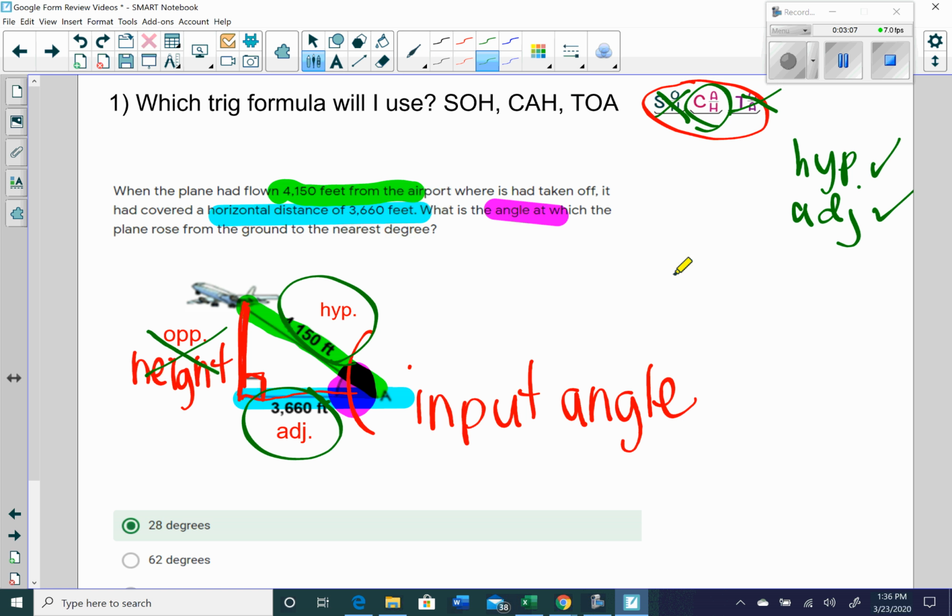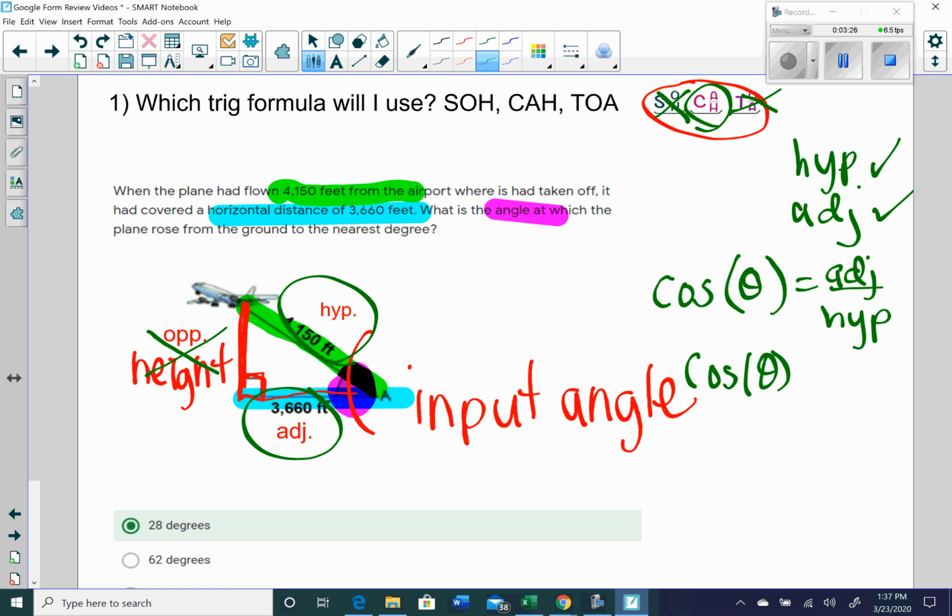So I know the formula I'm going to want to use is the cosine of my input angle, and since I don't know what my input angle is, I'm making this symbol theta to represent it. That's going to equal my adjacent side over my hypotenuse side, which I actually have the measurements for, so I'm just going to take the liberty to plug them in really quick before we ask ourselves the second question. So adjacent is 3,660, and hypotenuse is 4,150.